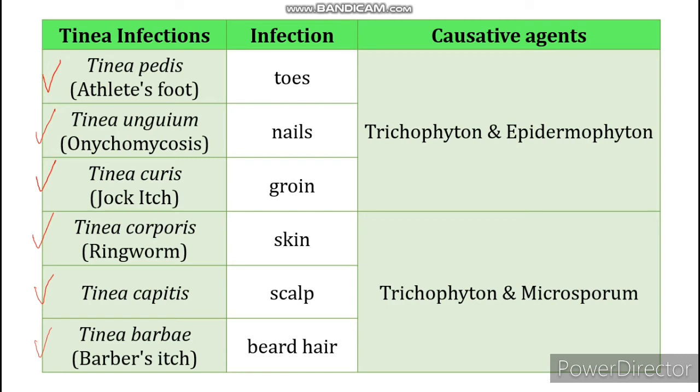And then, take note also yung mga infection parts nila, and ano yung mga causative agents nila. I made a summary of this one. So, for pedis, unguium, and cruris, the causative agents are the Trichophyton species and the Epidermophyton species. While for the corporis, the capitis, and the barbae have the causative agents of Trichophyton and Microsporum. Tatandaan, ha?